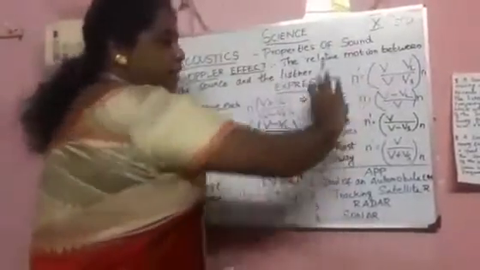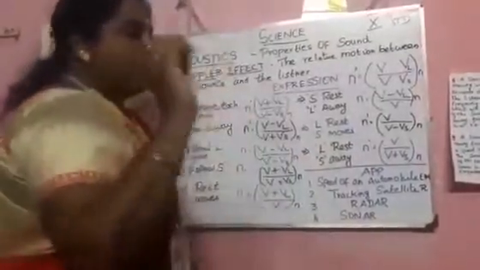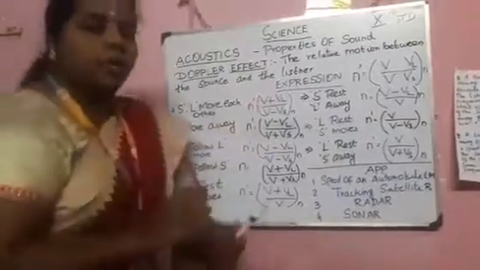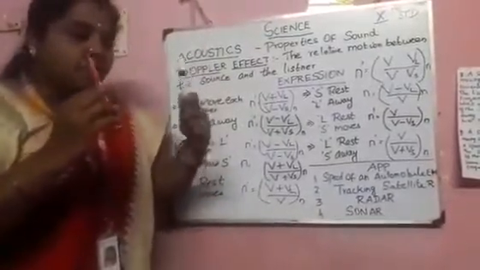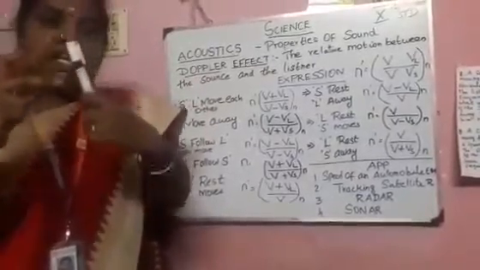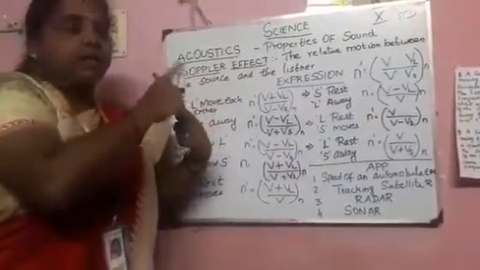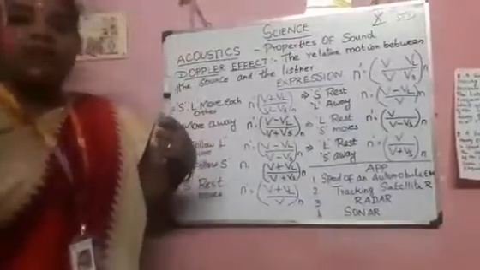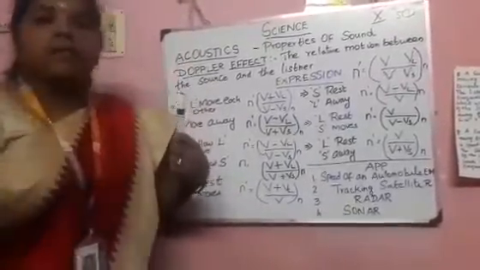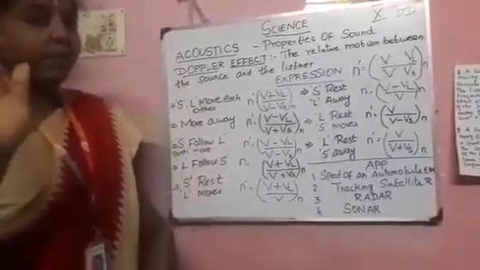The important thing is that this is the general expression, and it is followed the same for all the cases. The only thing is where it should be plus and where it should be minus. So keep it in your mind. When the listener moves closer, it is plus. If the listener moves away, it is minus, which is opposite to the source. If the source is moving closer, it should be minus. If it is moving away, it should be plus. Keep this in your mind.